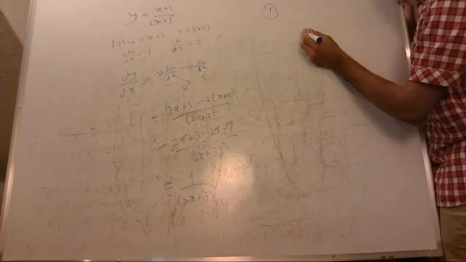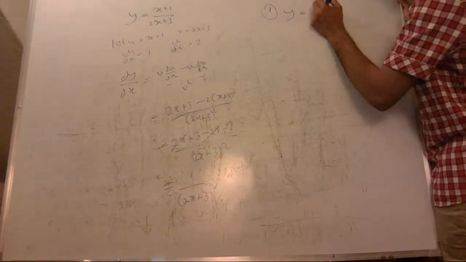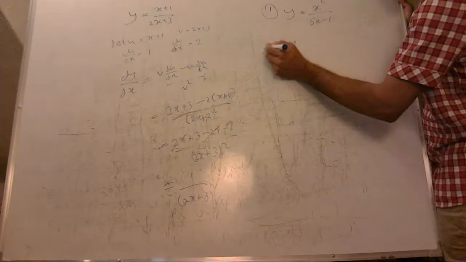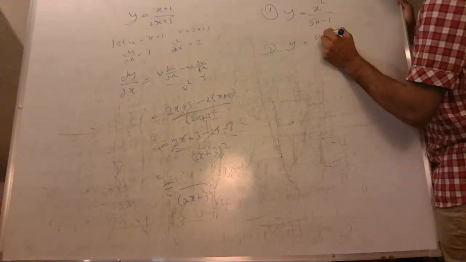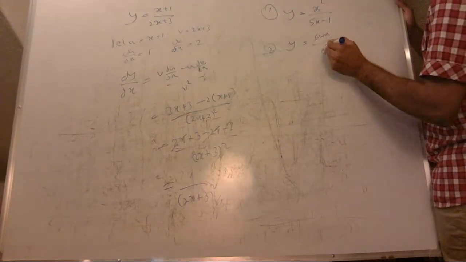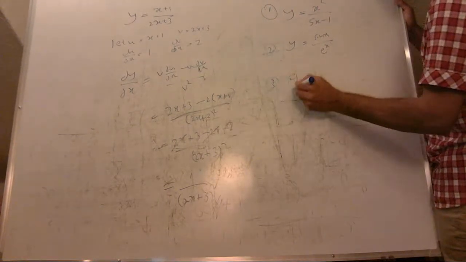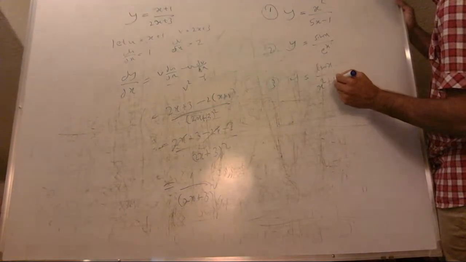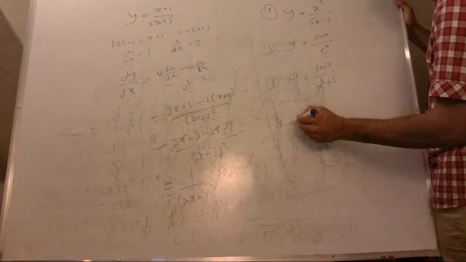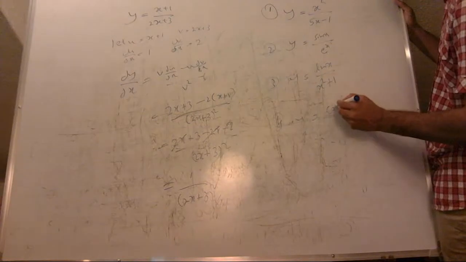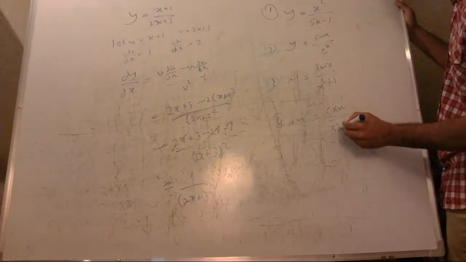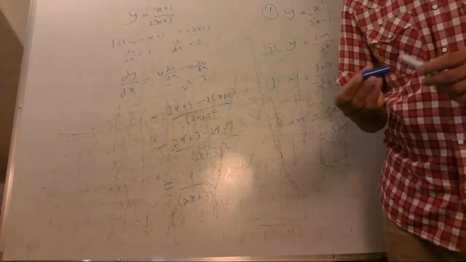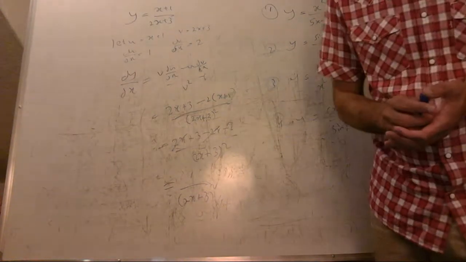Okay, so let's do y equals x squared over 5x minus 1, y equals sin x over e to the x, y equals ln x over x squared plus 1, and y equals cos x over sin x. Well, cos x over sin x is the same as cot x, and you can get the results using the quotient rule. Okay, so I'll end the video there.